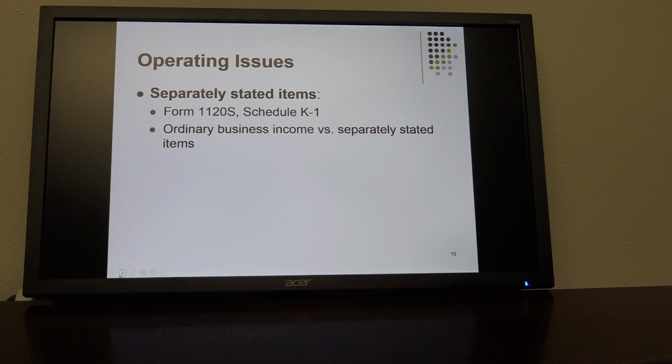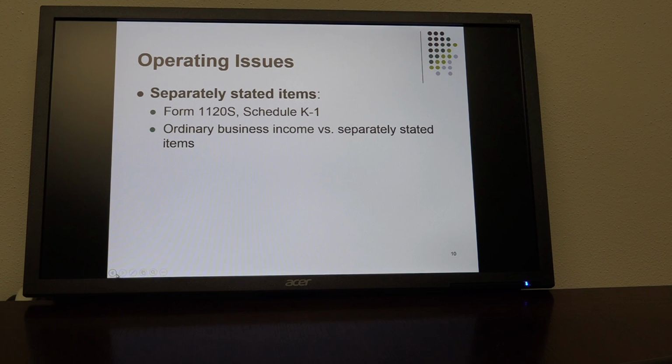And let's see what else. Seems like there's some other stuff. Yeah, you do not have guaranteed payments. The other thing is S Corps do not report self-employment income. So those are the two main things. And so if you look at Exhibit 22-1, those are some common separately stated items, and they're very similar to what you saw in partnerships.